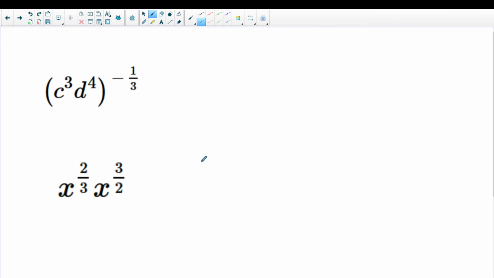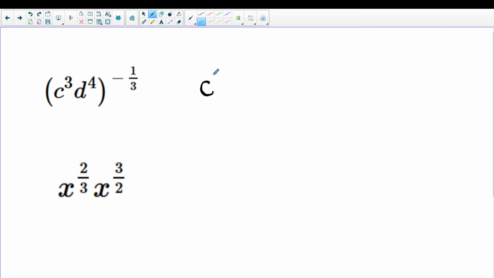Let's look at a couple of examples here. So here I've got a power, an exponent expression raised to a negative fraction. So when I take this to the 1/3 power, we multiply these powers together, right? If I have a power raised to another power, it's c to the third to the negative 1/3 power. So I would multiply those together.